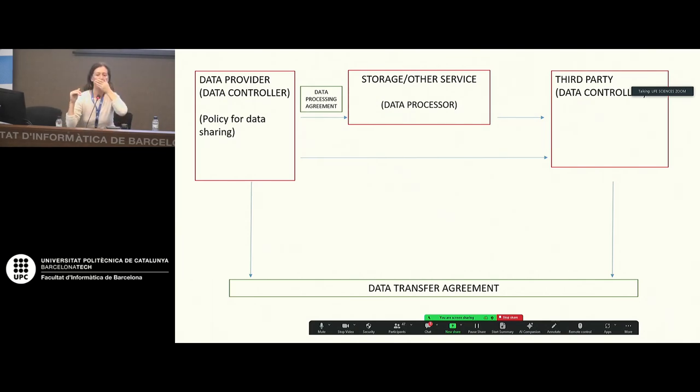If you are a data processor because you are giving a service to a controller, for the data flow from the controller to you, you have to sign a data processing agreement. In that agreement, we need to know the conditions of the processing, what the controller wants you to do with the data.